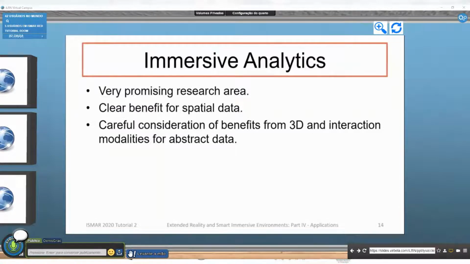I think it will not be enough to replicate what we have in 2D. We have to find new things that can be done in 3D only. With this, I conclude my presentation here, and Denis will take over from now on.